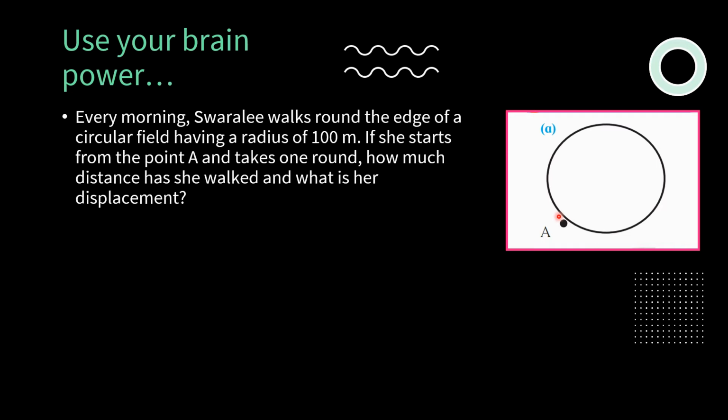Talking about the distance, this is the perimeter of the circle. So we know the formula to calculate it. It is 2 pi r, and substituting r as 100 meters, we will find the distance travelled by Swirly.